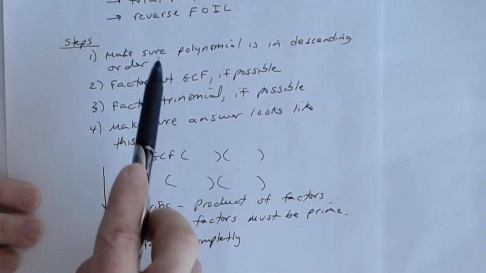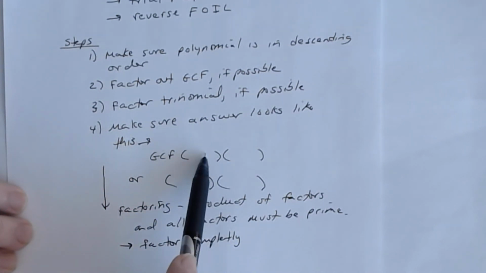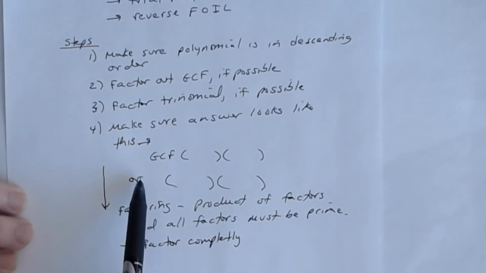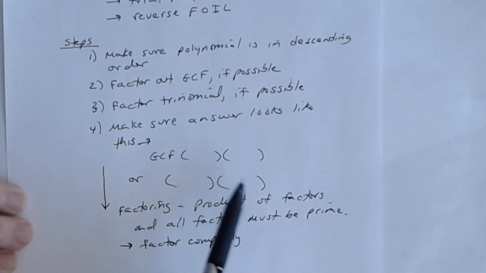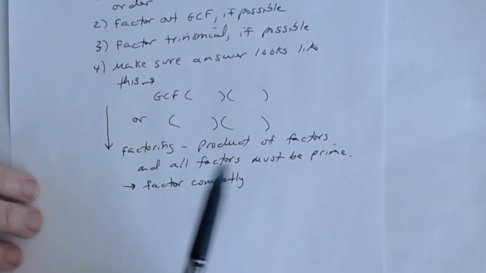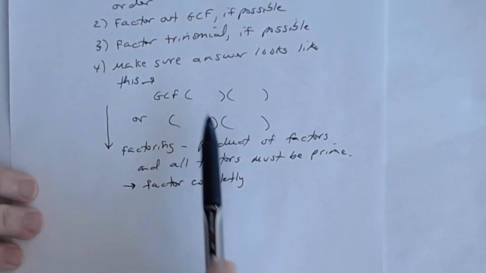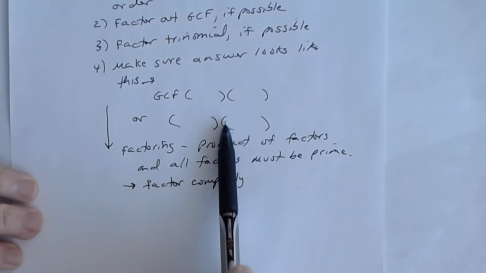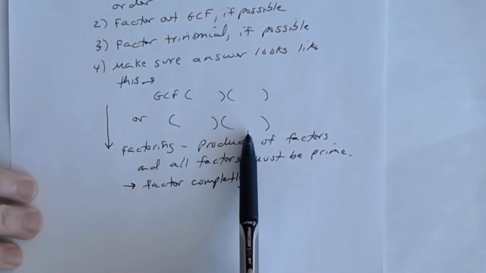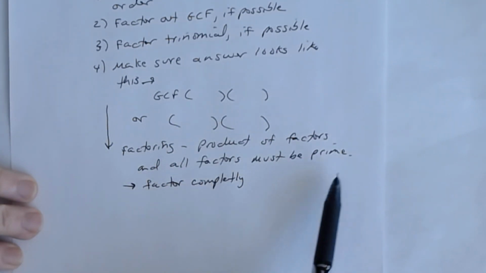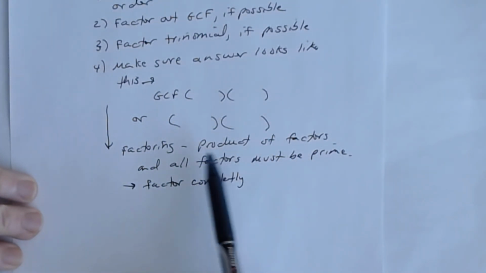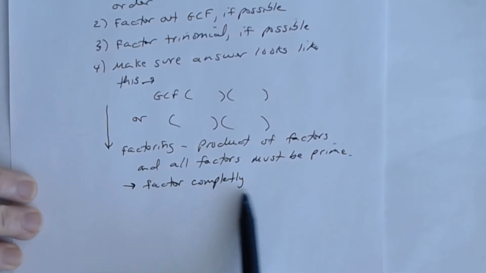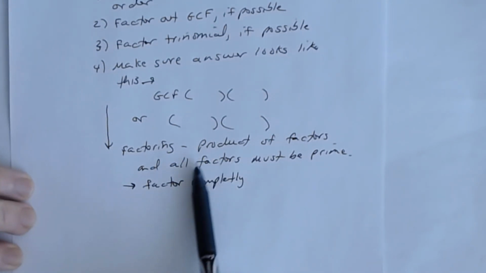The ones that we're going to have in these lessons, if it's factorable, it'll be two factors, some binomial times some binomial. Or if the GCF is 1, then it'll just be a binomial times a binomial. Always remember, when you're factoring, your answer is always going to be a product of factors. So you see where we have this times this. It'll be a product of factors, and all of these factors must be prime. And when all these factors are prime, it means you factored completely. So every time you factor, you must factor completely.